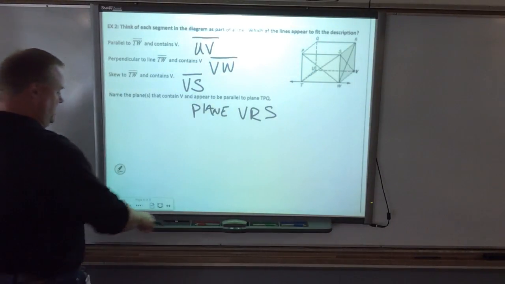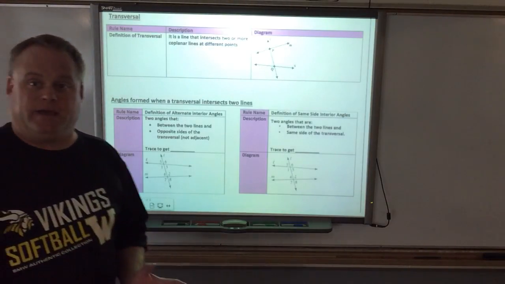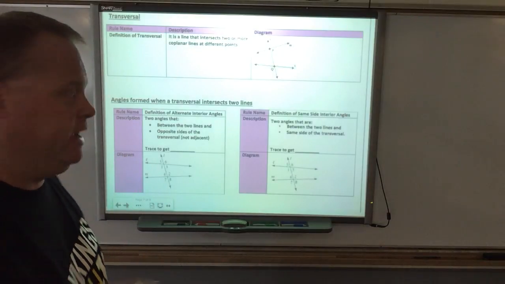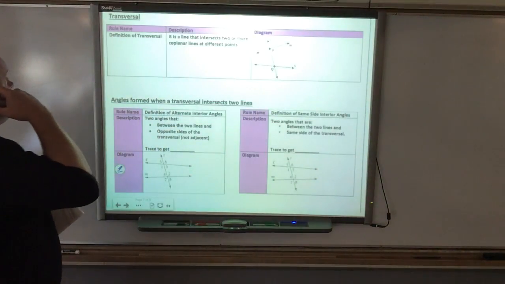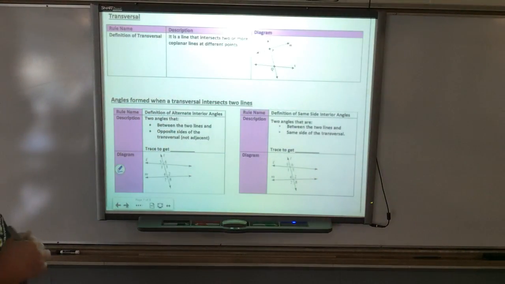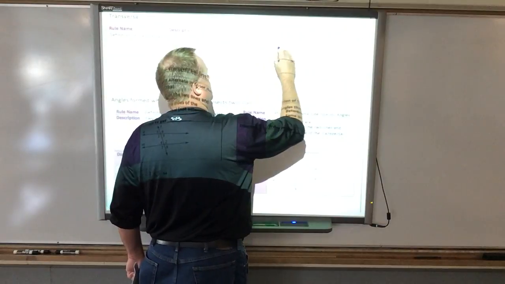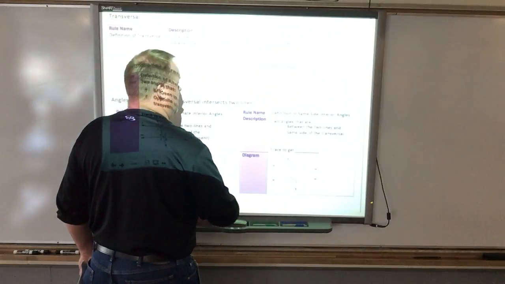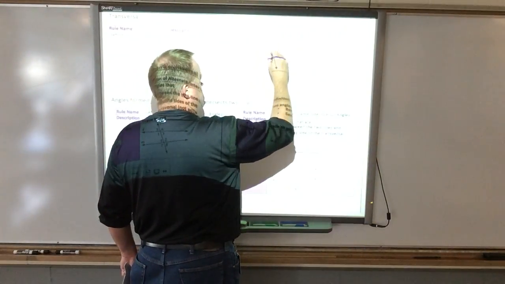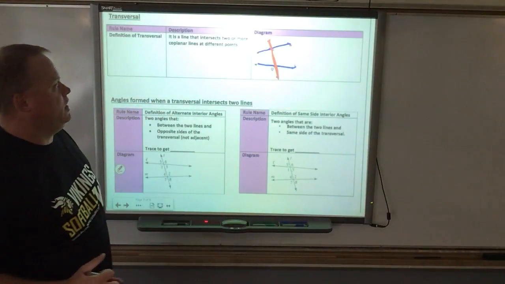Moving on, last page. Transversal. Big vocabulary word for us. A transversal is a line that intersects two or more coplanar lines at different points. You have the diagram where I have line M and I have line X, and cutting them is line T. Line T is considered to be the transversal of that.